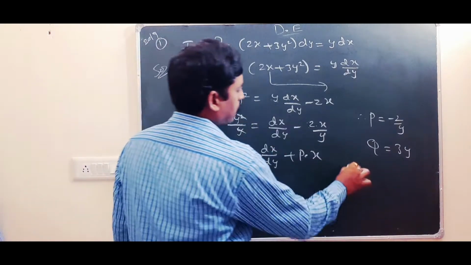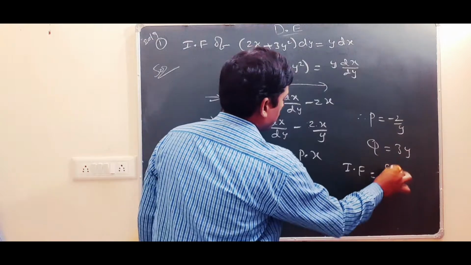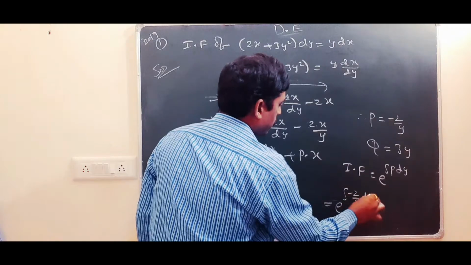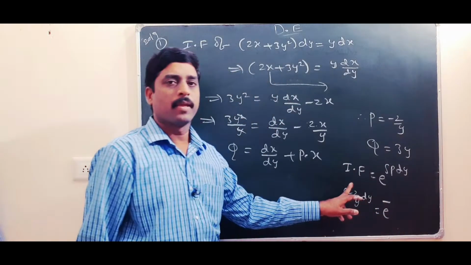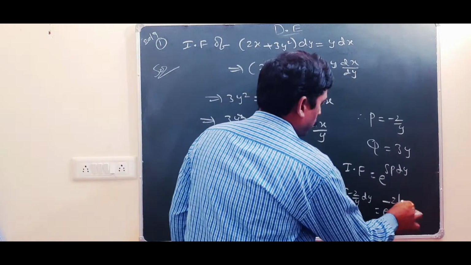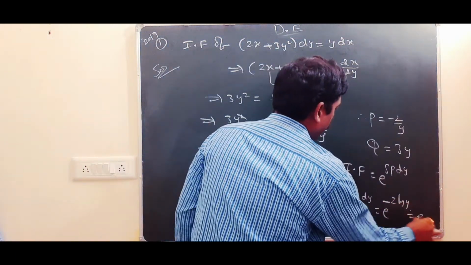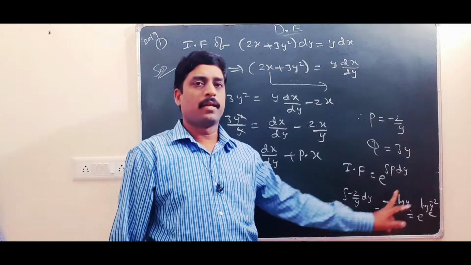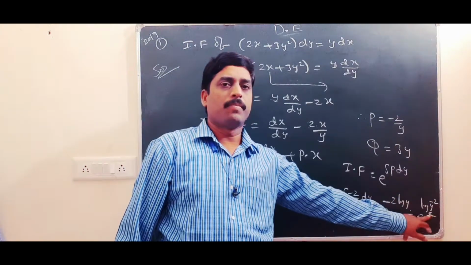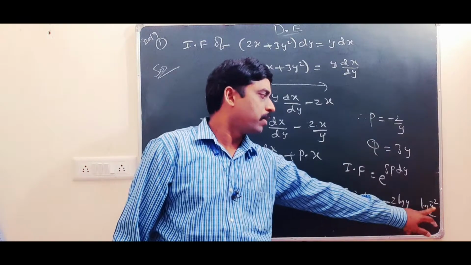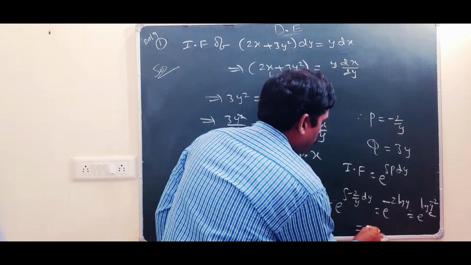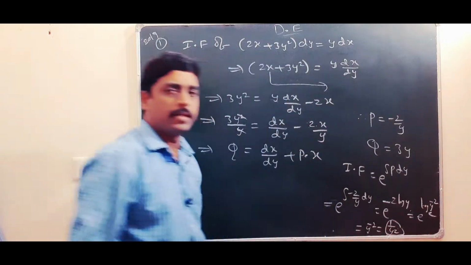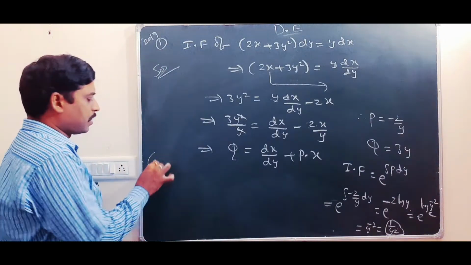So first our target is the integral factor. Integral factor equals e to the power integral p dy, the formula. So e to the power integral of p value, minus 2 by y dy. So e to the power minus 2 constant, then 1 by y. Integral of 1 by y is log y. This is nothing but e to the power log of y to the power minus 2, base e. This minus 2 we take in the power. So e to the power log y to the power minus 2 is nothing but y to the power minus 2, which is 1 by y square. So what is the integral factor? 1 by y square.